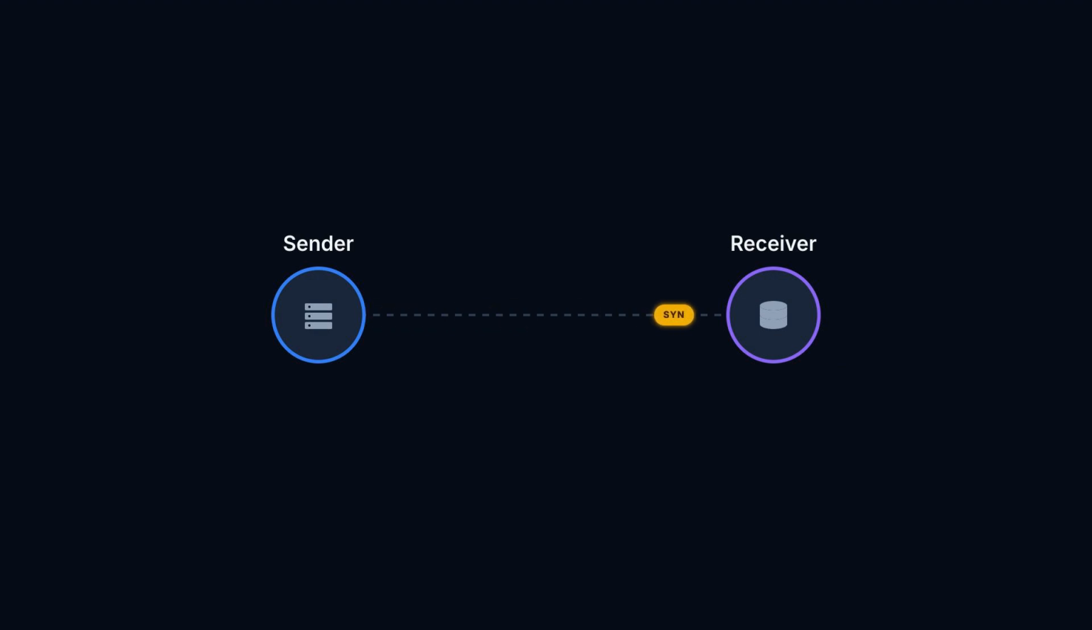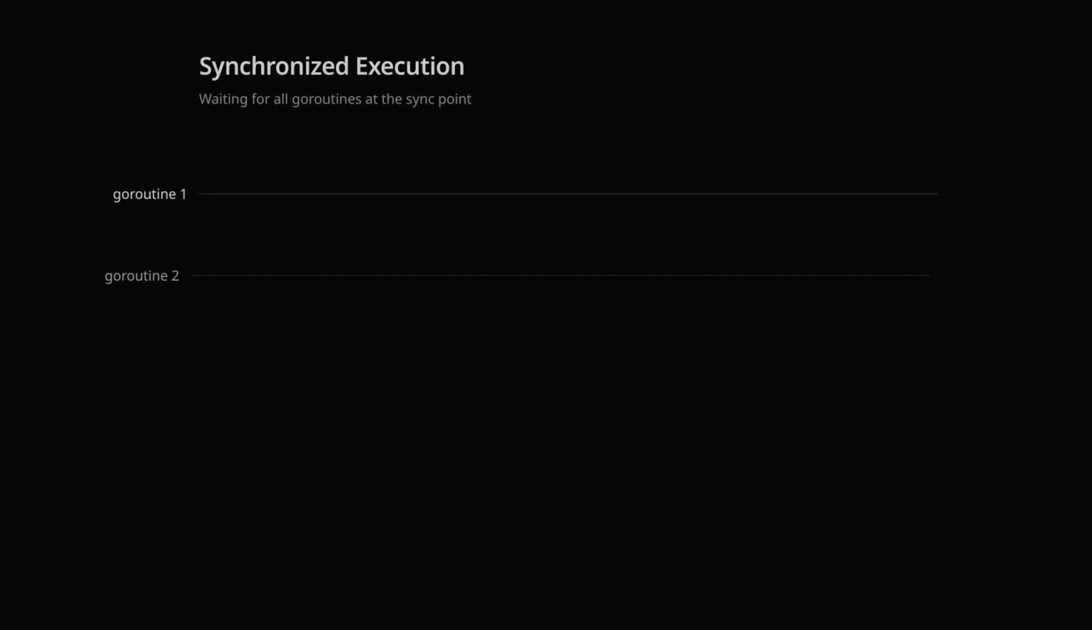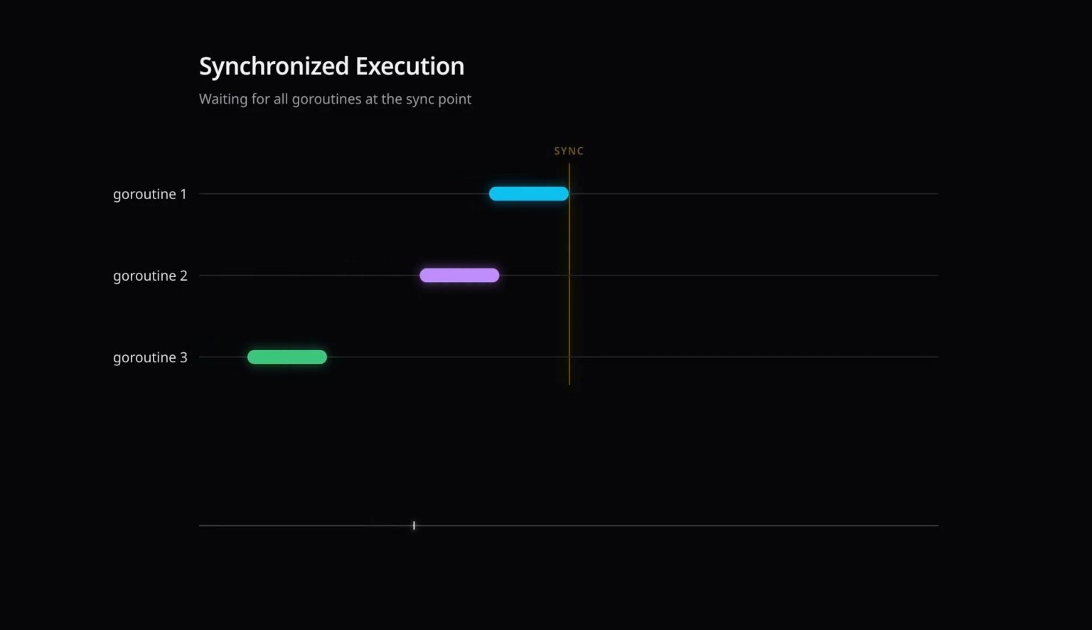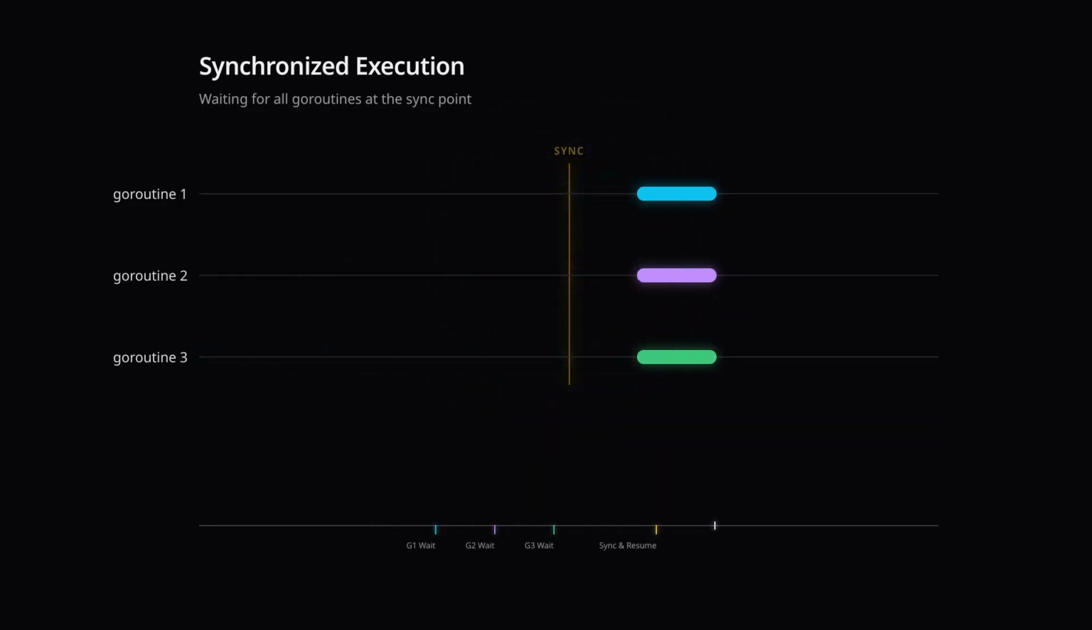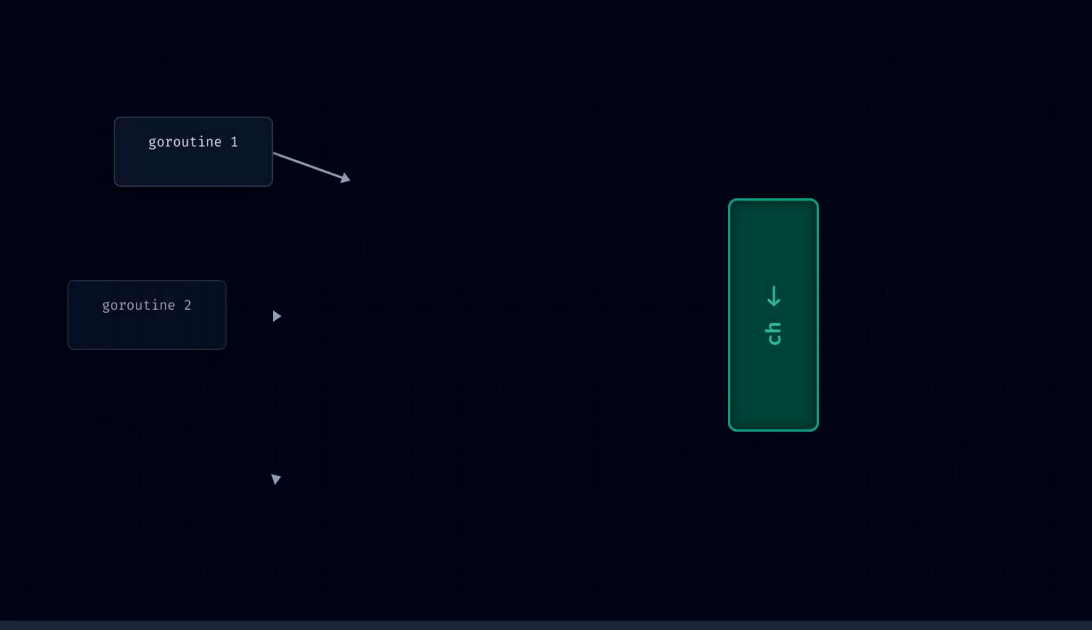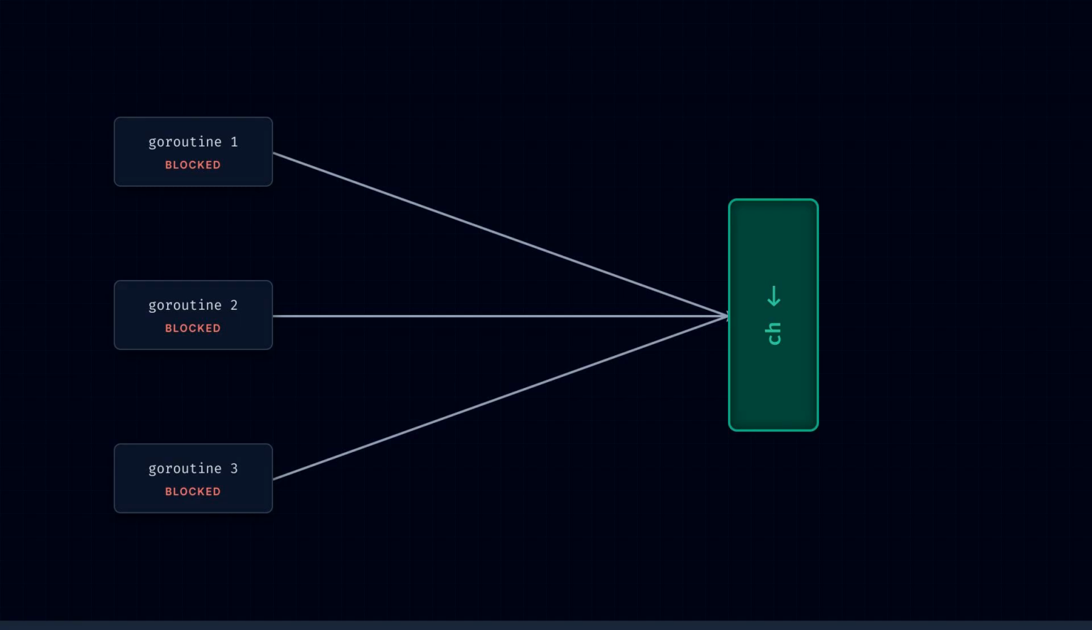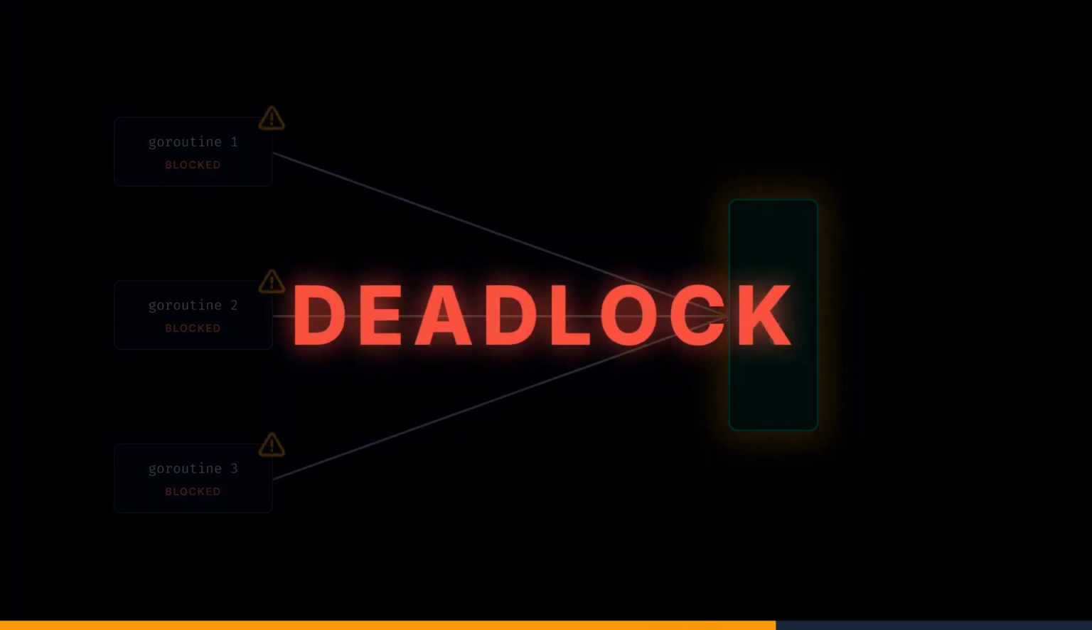By default, channels are unbuffered. This means sending and receiving must happen at the same time. If one side isn't ready, the other side waits. This blocking behavior is powerful because it naturally synchronizes your Goroutines without needing complex locking mechanisms. But if no Goroutine is ready to receive, the program can get stuck. This situation is called a deadlock, and it will crash your program.